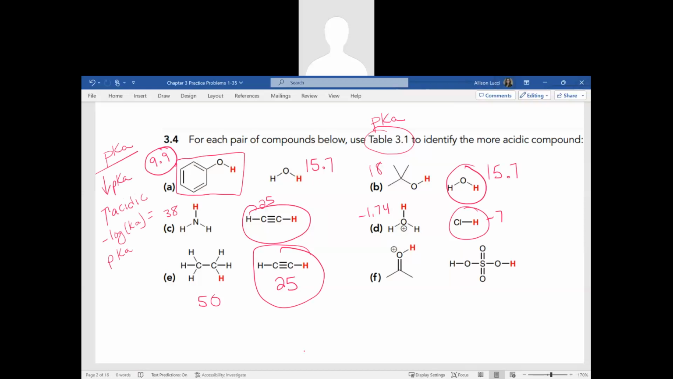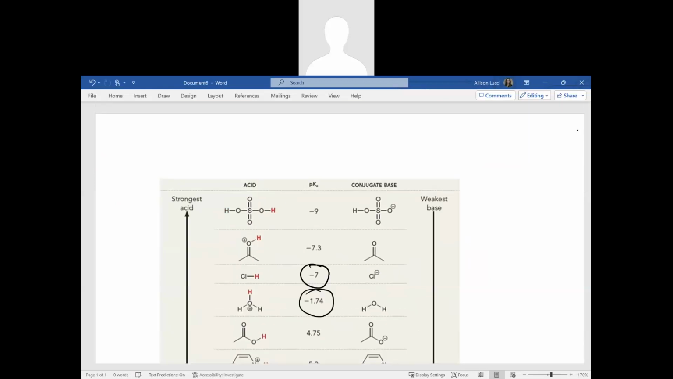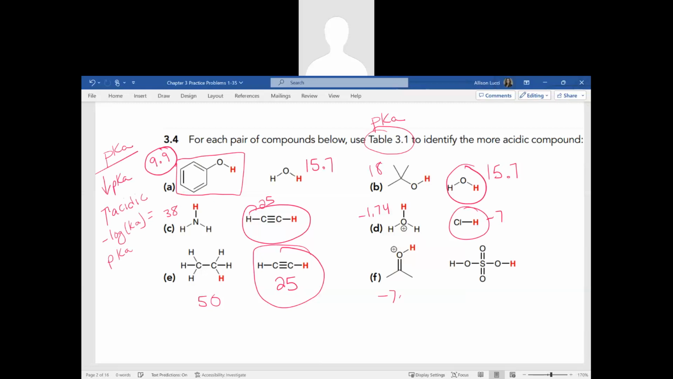And last but not least, we have sulfuric acid and this protonated ketone. Let's look up these two values on our table. These are going to be pretty acidic, right? So let's go to the other end. We have sulfuric acid, the most acidic one listed on this table, -9. And then our protonated ketone is -7.3. They're both negative values, but which one is more negative? The sulfuric acid. Because of the lower pKa value, it is the more acidic compound.